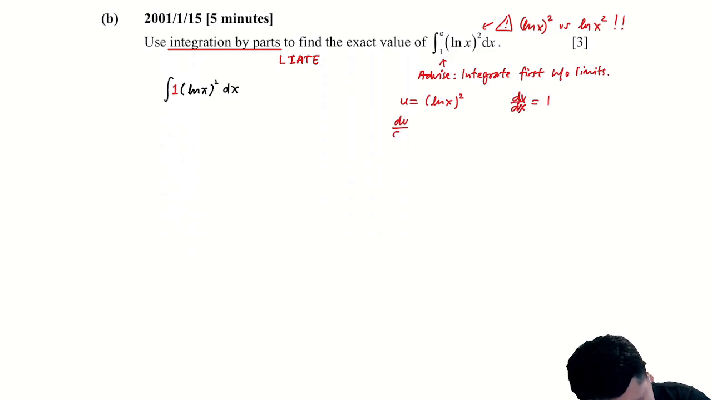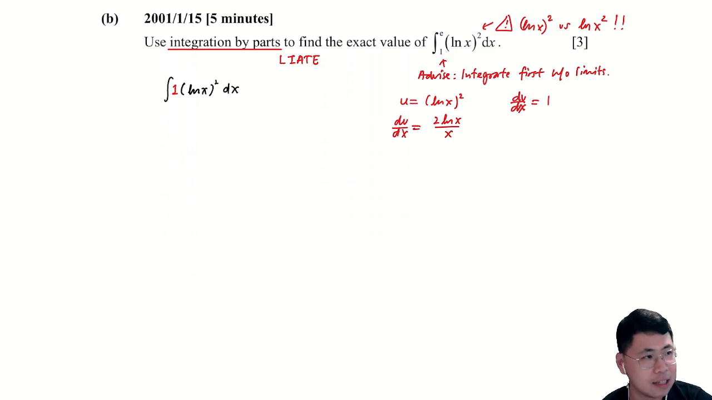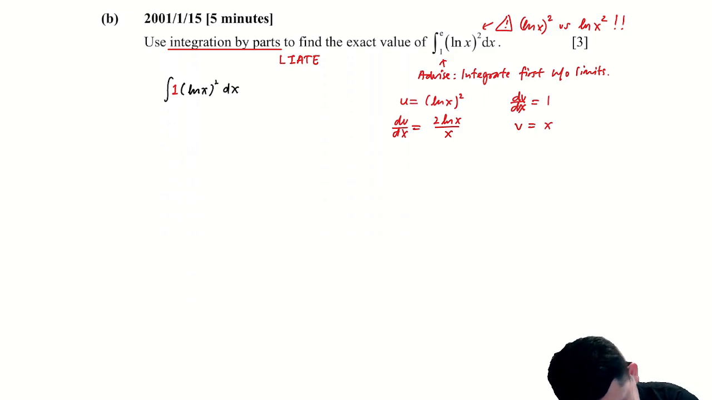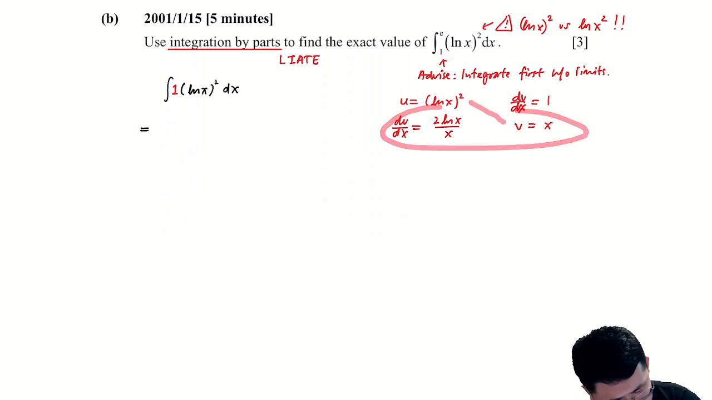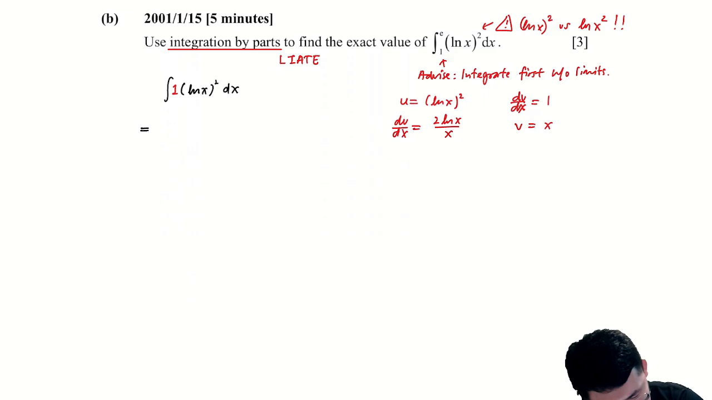So differentiate the left hand side, I will get 2 ln x over x. This is the left hand side. Then on the right hand side, integrate this, I will get x. So next, we will take uv minus the integral of v du dx. So with this, u times v is x (ln x) squared minus the integration of 2 ln x over x multiplied by x times dx.